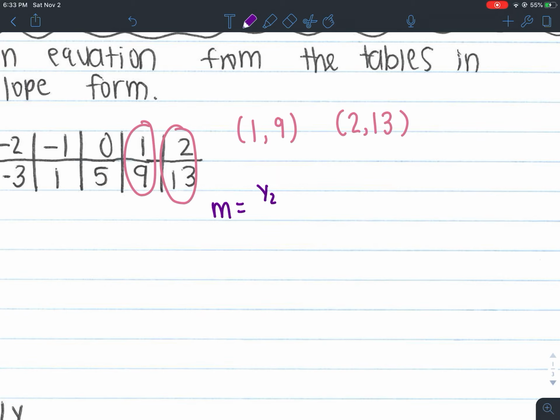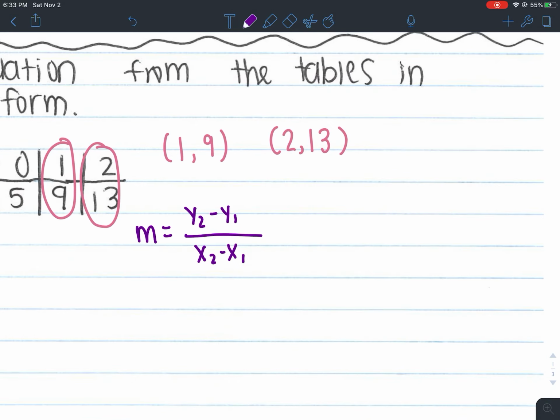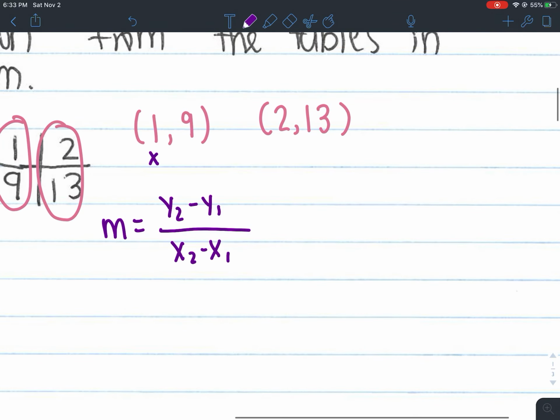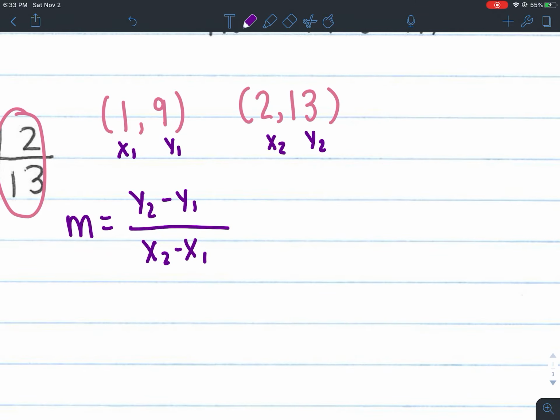So I'm going to go ahead and write the slope formula, y2 minus y1 over x2 minus x1. Okay, and then I'm going to go ahead and label my points. That's the first thing I want to do when I'm finding slope. So x1, y1, x2, y2. And remember, we're labeling 1 and 2 because the first set is going to be 1, and then the second set of points is 2. And it's always x comma y, so your x's are going to come first.